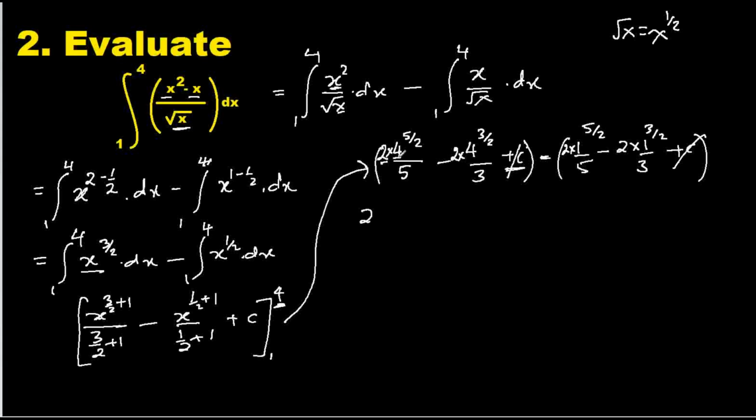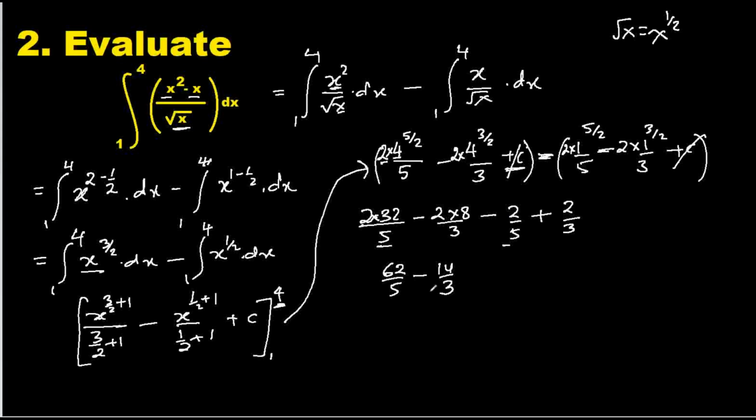If I use my calculator, 4 to the power 5 over 2 will be 32 over 5, minus, again this will be 8, 2 times 8 over 3, minus 1 to the power anything is 1, so 2 over 5, plus, this minus and this minus make it plus 2 over 3. So they have base 5, so 32 times 2 is 64 minus 2, 62 over 5, and minus 16 plus 2, minus 14 over 3.